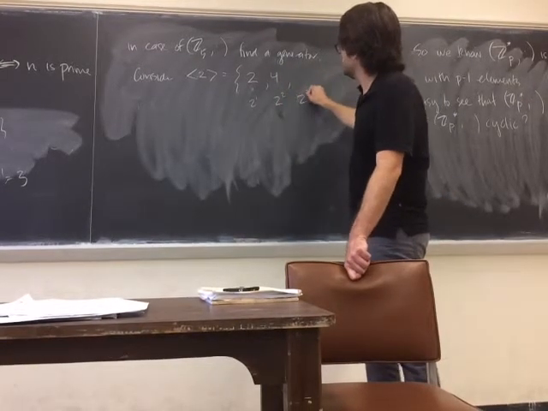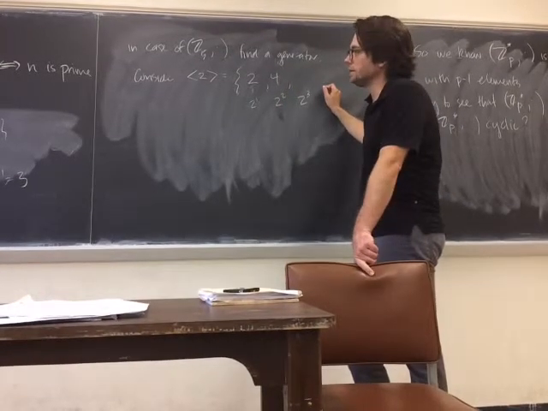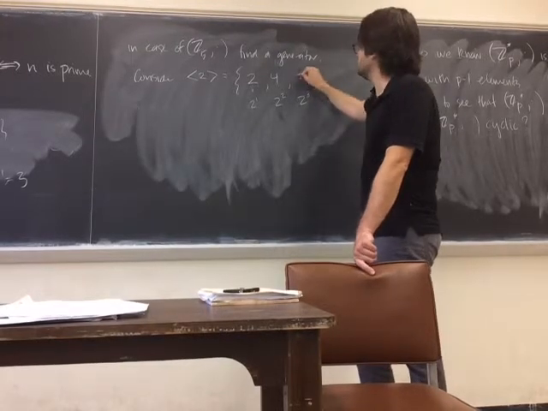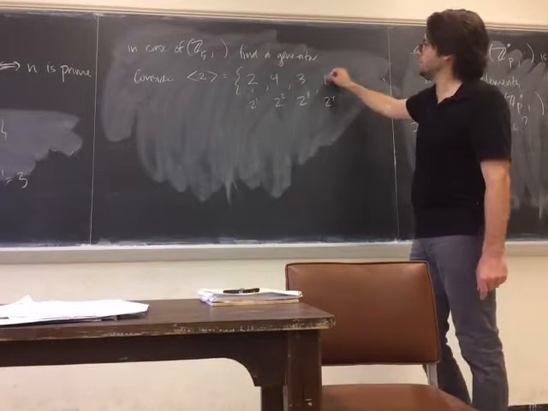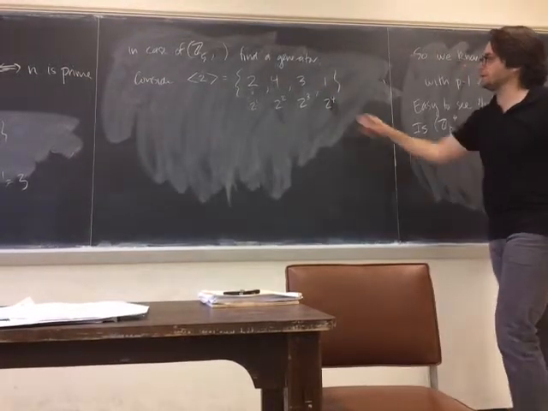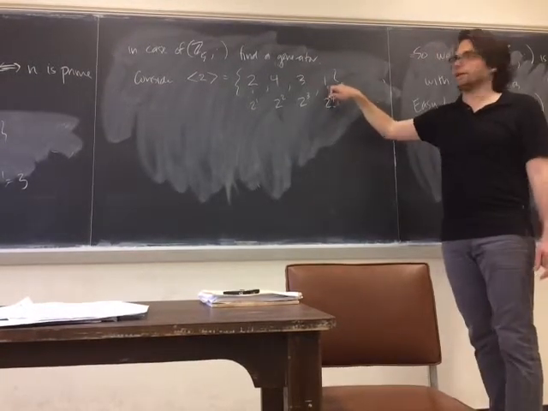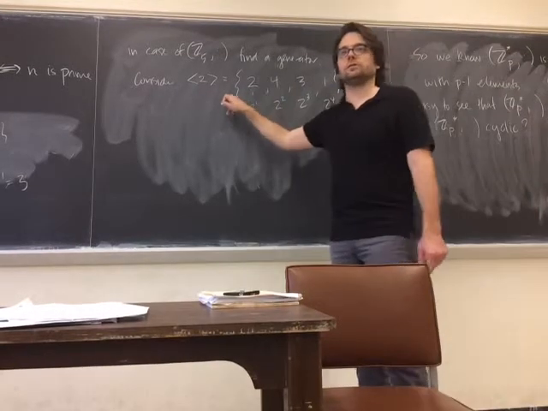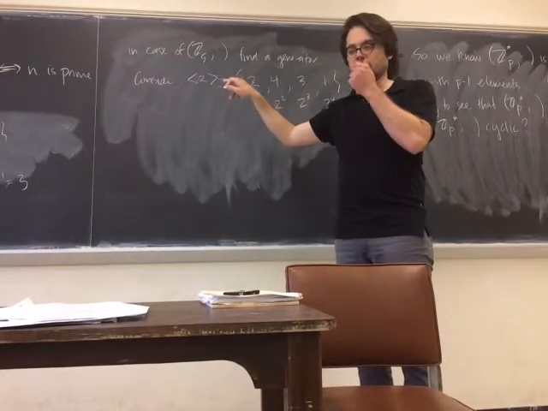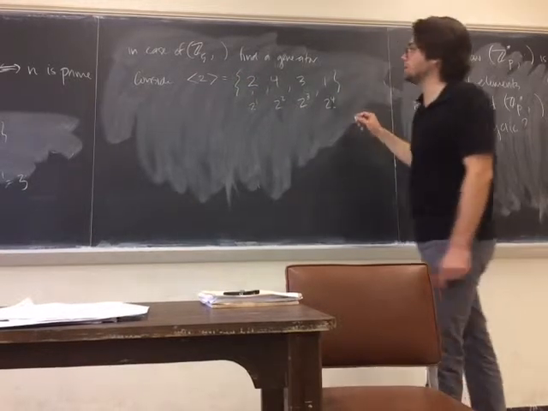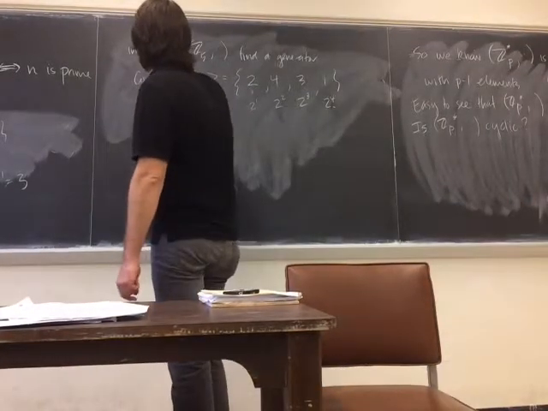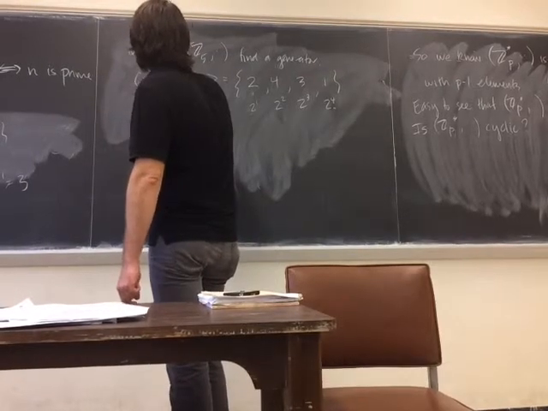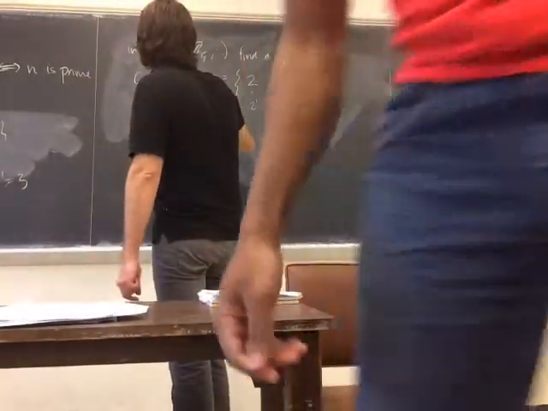Okay. What is 2 cubed? That's 8, which is 3 mod 5. 2 to the 4th? 1. So it looks like we're good. Right, that's the identity. We got all of them as a power of 2. Okay, so yes, it's cyclic. I mean, that's how you prove it. This is implying that Z5 star is cyclic.